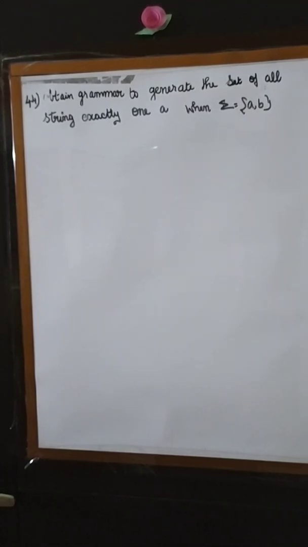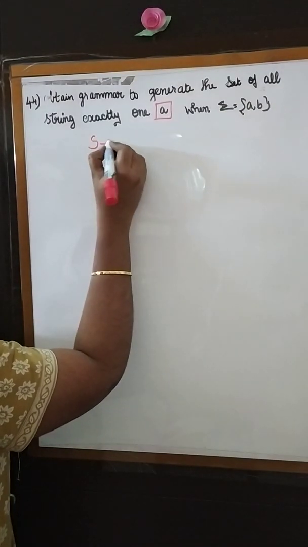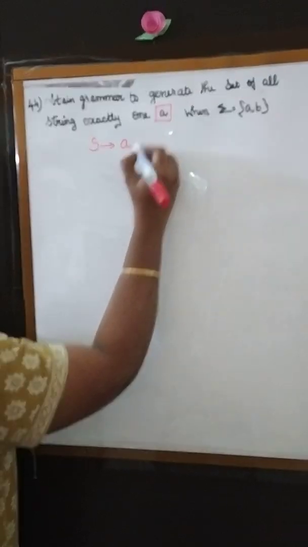44th question. Obtain a grammar to generate the set of all strings with exactly one a, when the input symbols are a, b. They told you that you can have exactly one a.